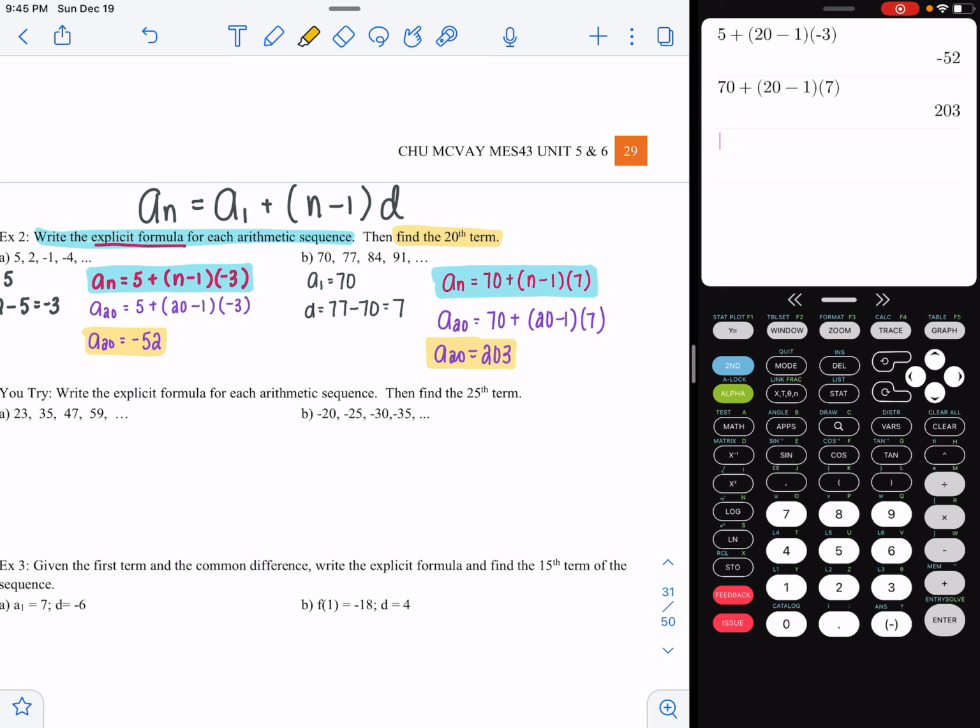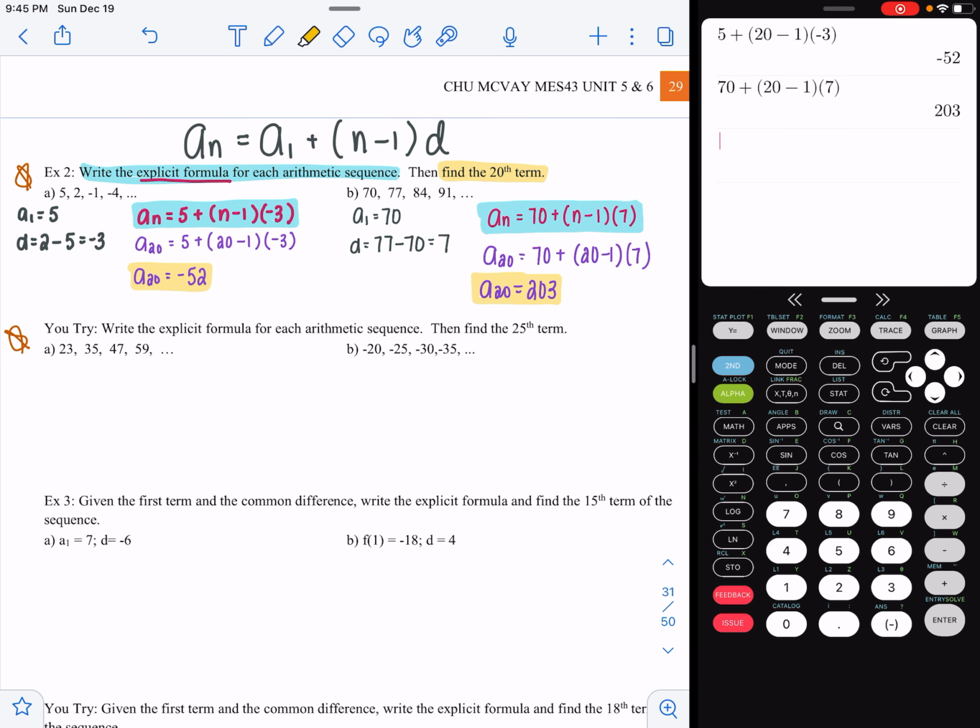Sounds good. Okay. Let's do 2 more problems together, okay? And maybe you can try to do them before I do them, just so we practice. So, go ahead and try to do the You Try A. You can pause the video now. When you're ready, go ahead and unpause it, and I will go over it with you. Okay, to find our formula, first I need to define my first term is 23. My common difference, let's see, it's 35 minus 23, which we get is going to be positive 12.